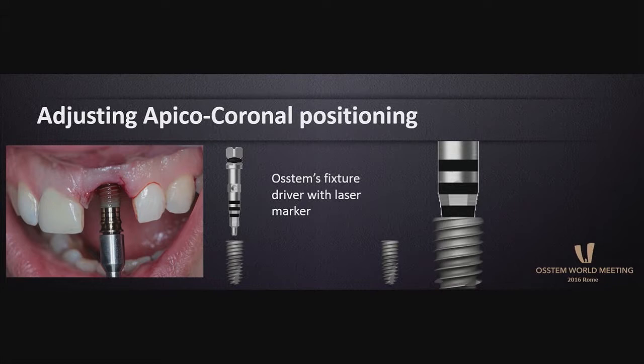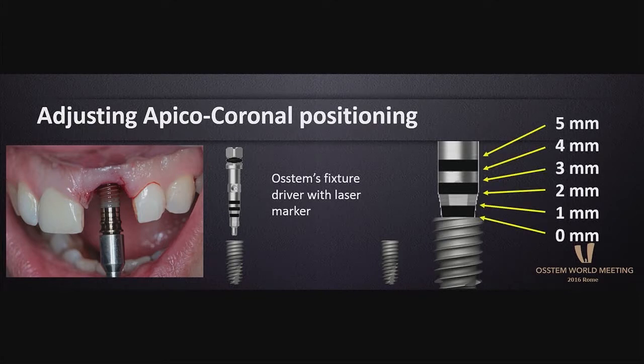The Ostem fixture driver with the laser marker is a very useful tool for adjusting the implant depth in case we do implant depth control. Each level of the laser marker is about 1 millimeter apart. It is important to make sure that this fixture driver is connected to the implant completely before turning the instrument, because if it is not connected completely, we could cause severe damage to the internal connection of the implant. In this case, we have a flapless immediate implant placement on tooth number 21.